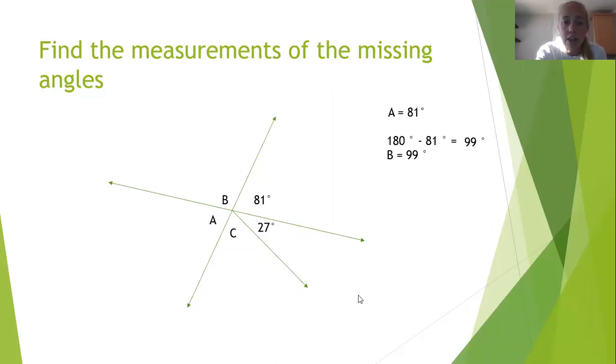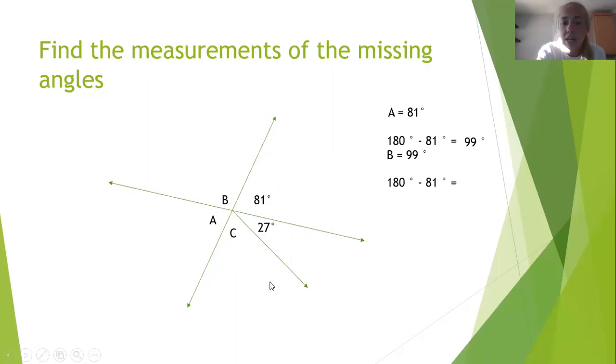Now we're going to solve for angle C. So there are multiple ways we can do this. I'm going to show you a different way than the way I showed you last time. The way I did it last time would also work for this. This is a straight angle, which means it is equal to 180 degrees. If I subtract these angles from it, I should be able to get the measurement for angle C.